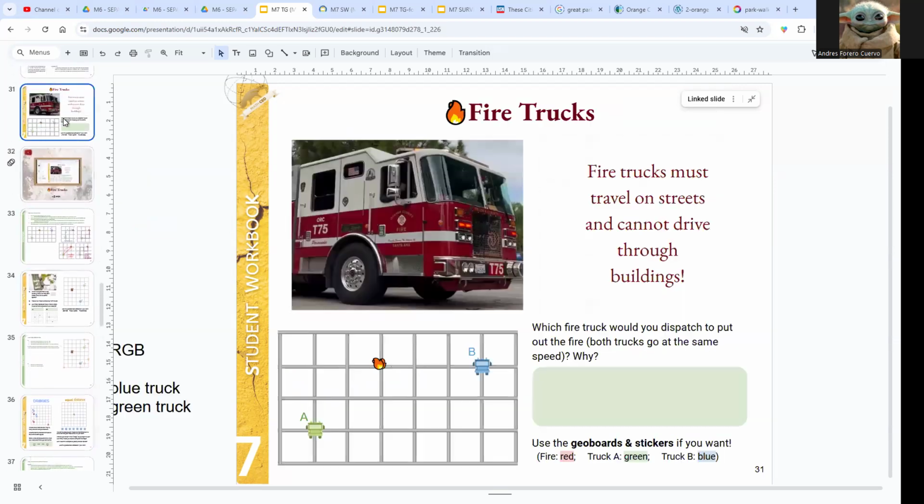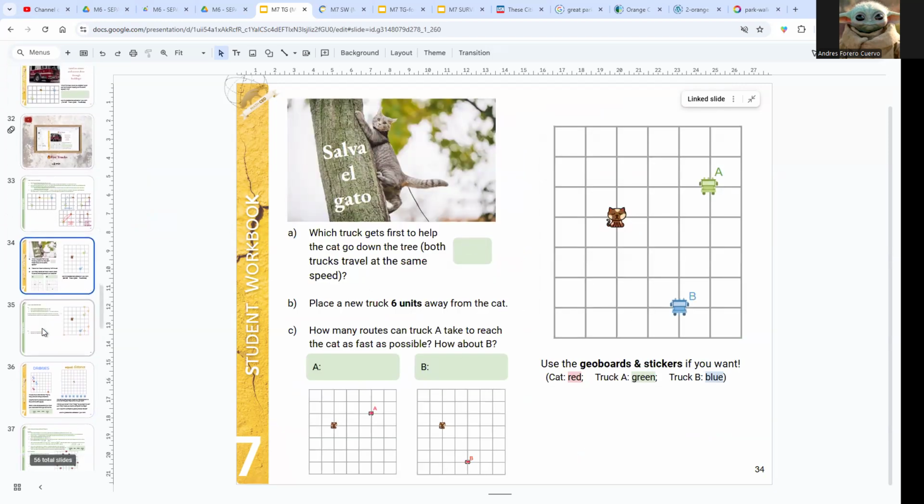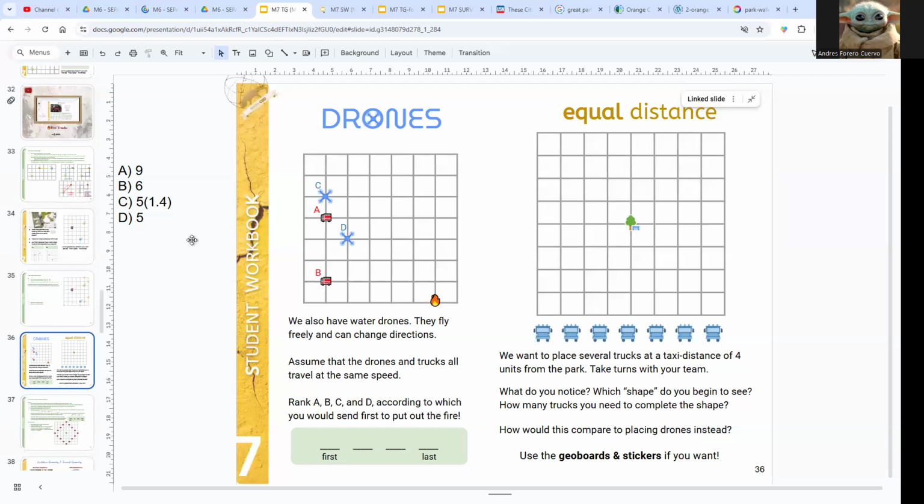Remember, you already did fire dispatch, fire truck dispatch, and the cats. So you now have a lot of intuition. And now this part, drones, is about actually comparing Euclidean distance, just in a straight line, with the fire truck or the taxi cab distance.